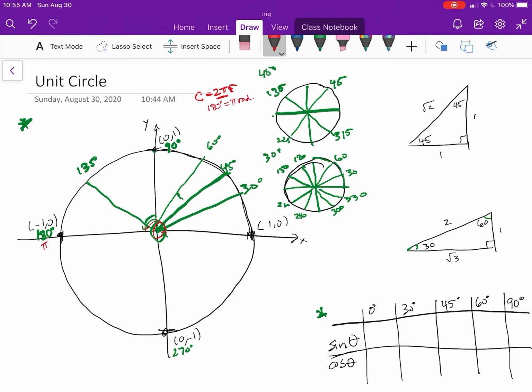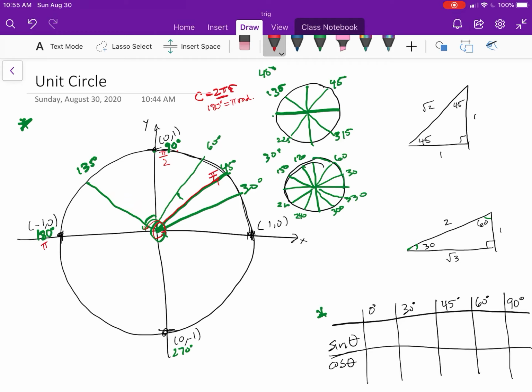And here's where you just start breaking it up. If 180 is pi, and 90 is half of 180, then 90 is pi over 2 because it's 1/2 of pi. And then if I take half of that, I'm here to this 45. So half of a half is a fourth, right? So that's pi over 4.